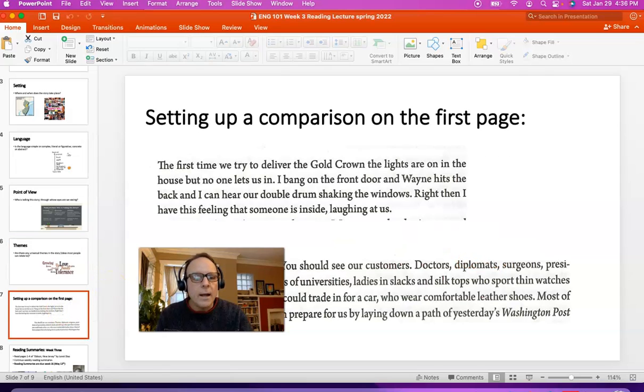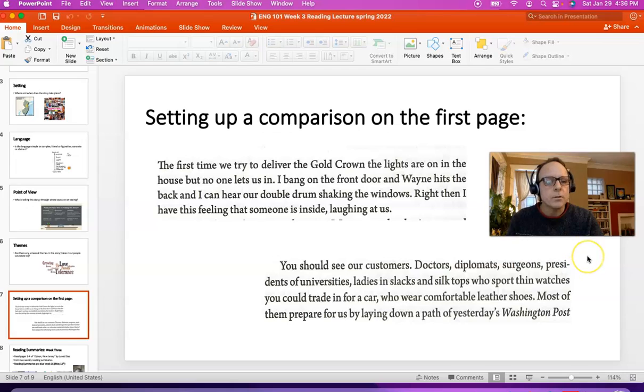So what I think is on the very first page of this story, and it's about an 8-page story, so it's a little longer than Hills Like White Elephants, but we get this comparison set up. Let's look at this just really quickly. If you can see this quote, this is from the first page of the story, and it's the first paragraph, in fact.